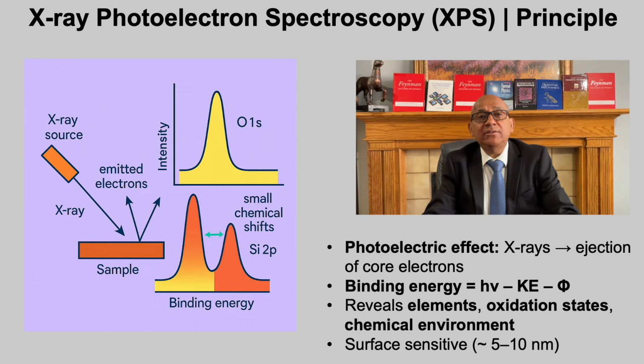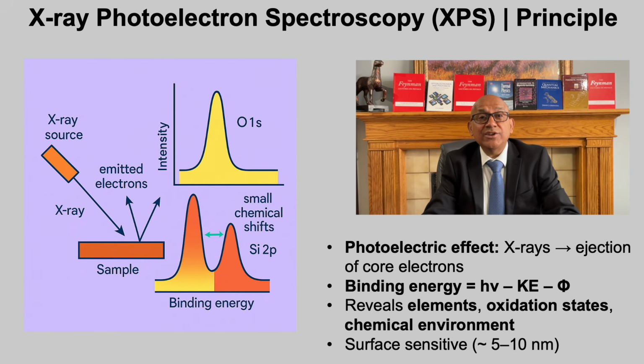While EDX tells us which elements are present, it provides limited information about how those elements are bonded. XPS fills this gap by revealing chemical states. X-ray photoelectron spectroscopy, or XPS, is a surface-sensitive technique that tells us which elements are present and how they are bonded chemically. When X-rays strike the sample, they eject core-level electrons by the photoelectric effect.